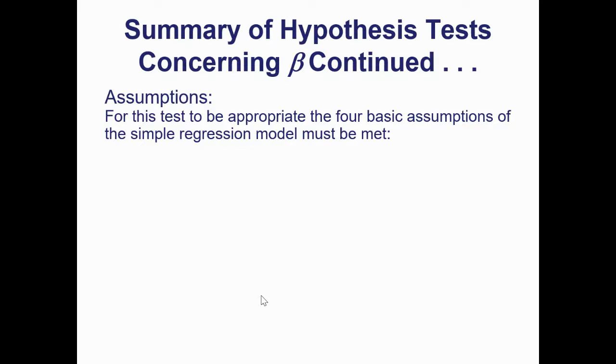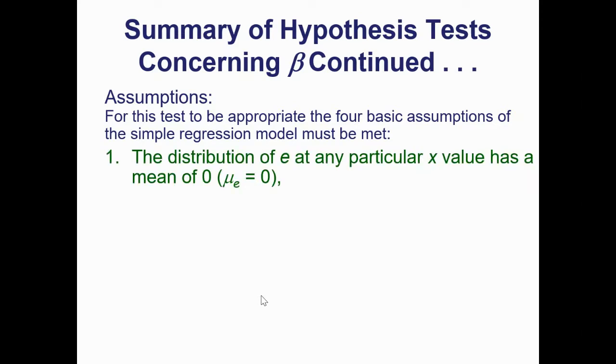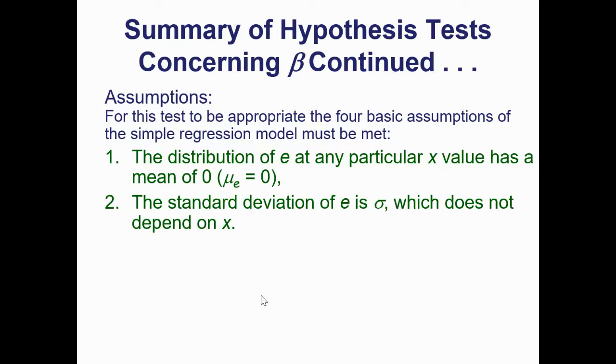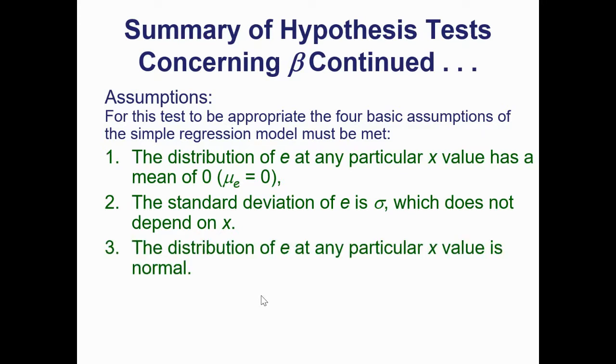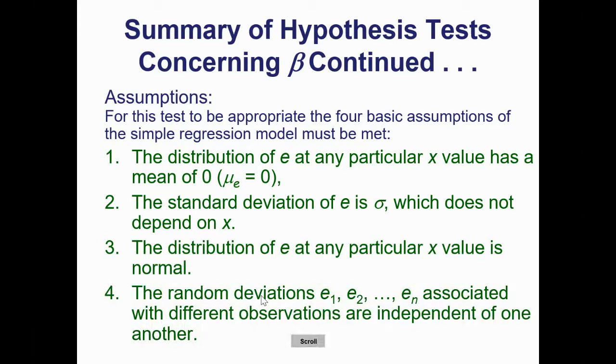Let's look at some assumptions for this test. Of course, your 4 basic assumptions for a linear regression model must be met, which are: the distribution of errors at any x has to have a mean of 0. The standard deviation of the errors is sigma, which does not depend on x. The distribution of the errors at any particular x must be normal. And the random deviations must be independent.